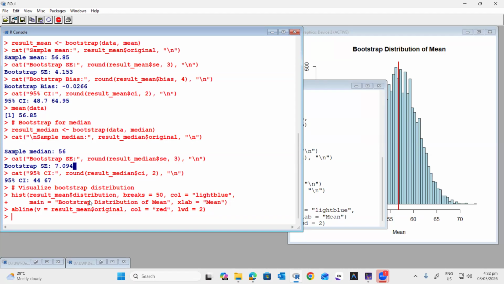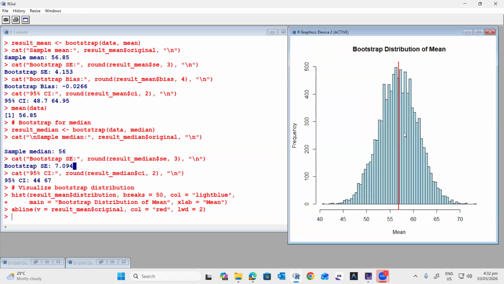All right, and here we have the mean distribution of our bootstrap. The blue one is the bootstrap distribution of our mean, and the red one is the original mean. So you will find that in the bootstrap also, again we have the maximum mean near our original mean value, right? So that is basically the bootstrap method here.